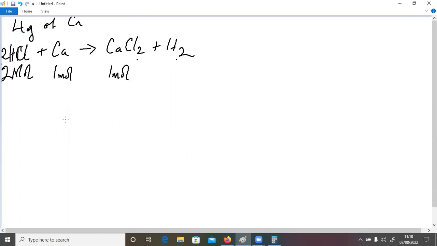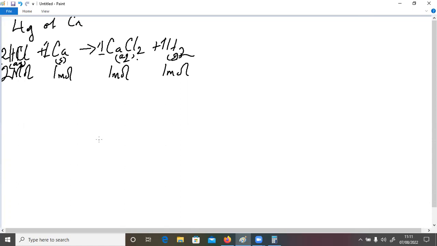mole of calcium chloride and 1 mole of hydrogen gas. So those ones are here. We just don't put them because when we say one, it's essentially there, right? And then of course state symbols. This one is aq, this one is a solid, this one is an aqueous solution, this one is a gas, right?